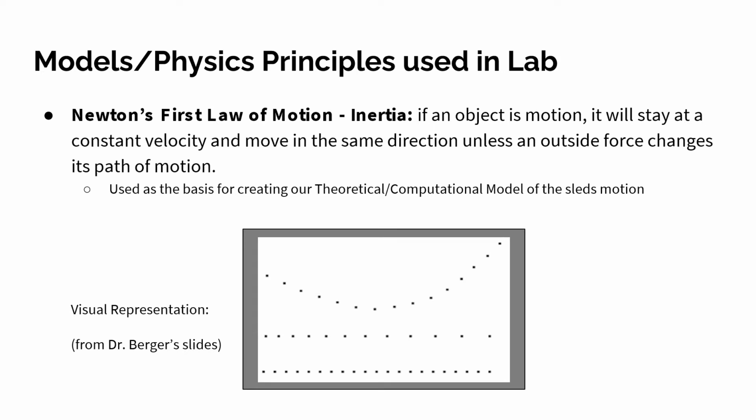Newton's first law of motion states that an object that is in motion will stay at a constant velocity and move in the same direction unless an outside force changes its path of motion, as seen in the visual representation down below. We're going to use this as a basis for creating our theoretical/computational model of the sled's motion.